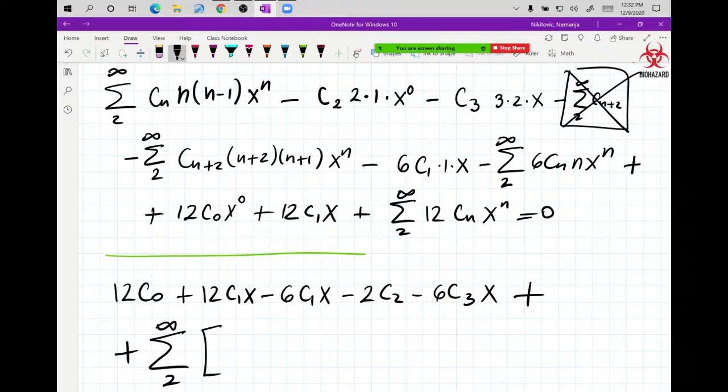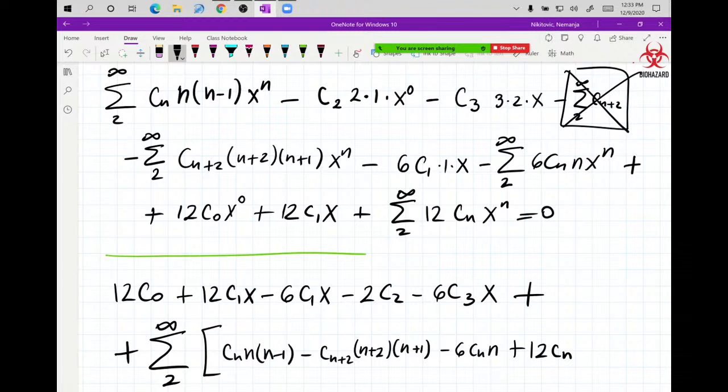All right, so what do I have inside? I have Cn n minus 1. I have minus Cn plus 2, n plus 2, n plus 1, minus 6Cn times n, plus 12Cn. X to the n equal to 0.